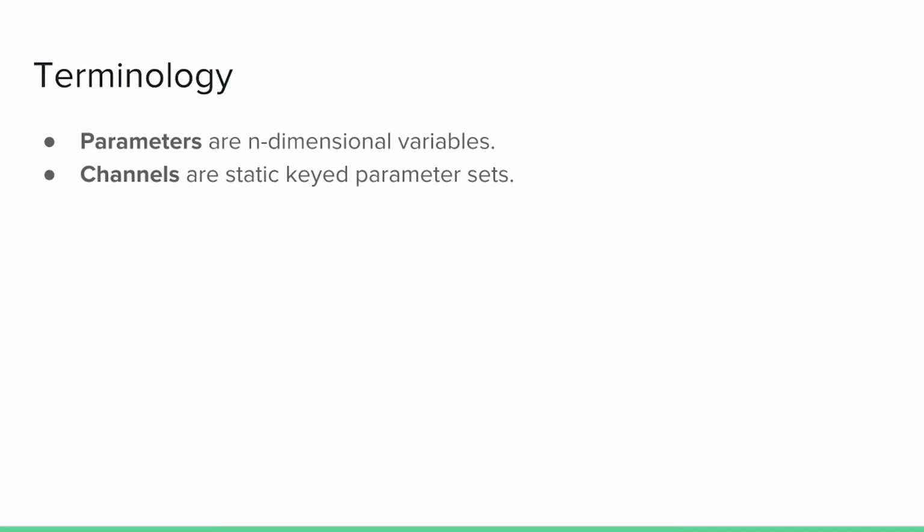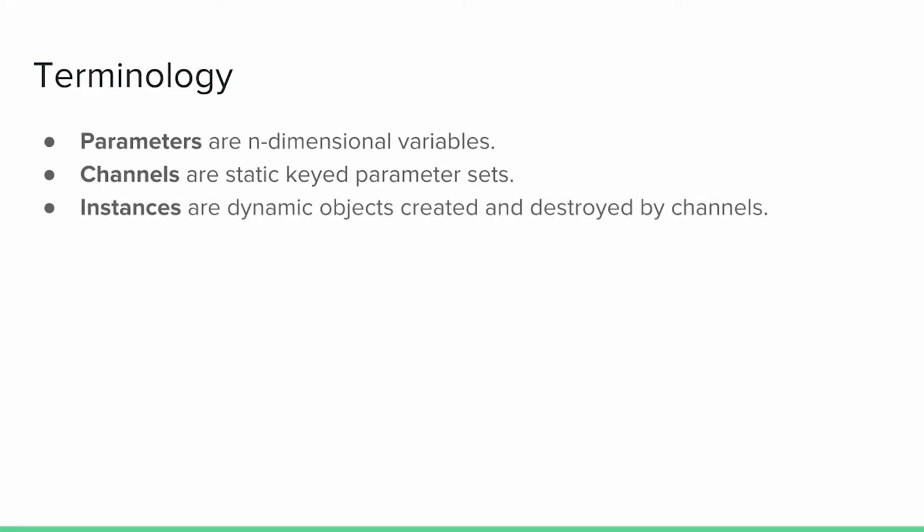Then instances. Instances are dynamic objects created and destroyed by channels. In the context of MIDI, that would be notes, for example. So the idea is that you can create note instances, and then each note can have its own instantiated parameter set, which can be controlled independently. So you can create a new note, and then in theory you could change its pitch or its volume independently from other notes on the same channel. And then components are just a static grouping of channels that can be declared on the network.